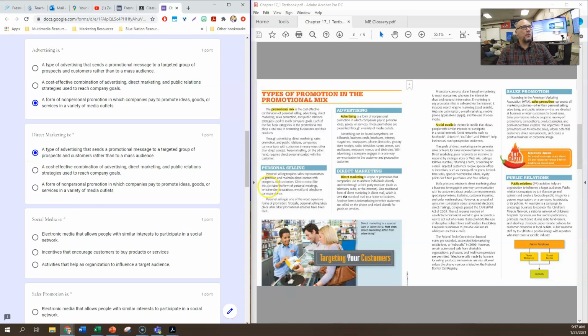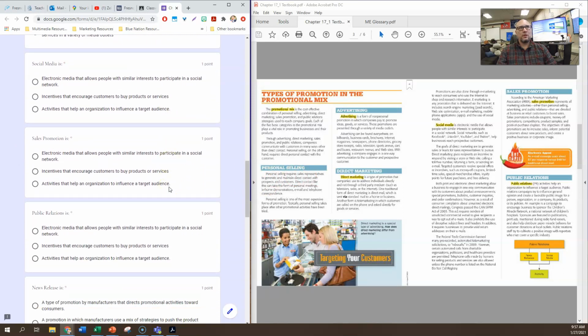Okay, moving on, we've got social media. Hopefully you all know what social media is, but it gives you a definition if you don't. So electronic media that allows people with similar interests to participate in a social network. Okay, so we found that.